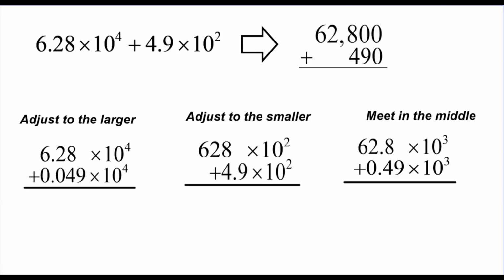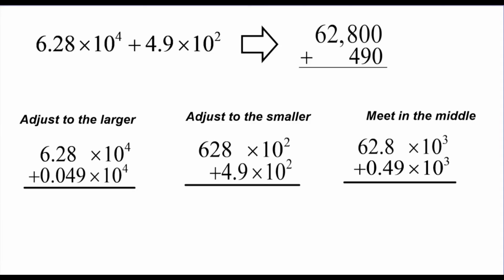I cannot add 6.28 and 4.9 together and get 11.18 because the 6 and the 4 are not actually in the same place value. Even though they look like they're in the same place value when they're written in scientific notation, the 6 and the 4 both look like they're in the ones place, but in reality, in standard form, they are not. So that's why we have to make the adjustment to have the same power of 10.